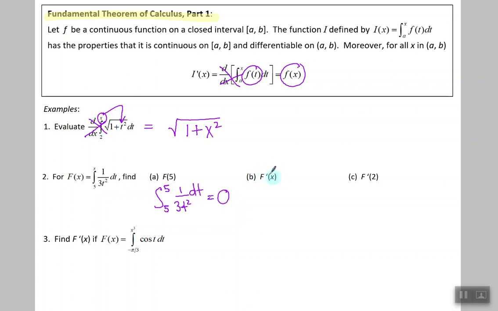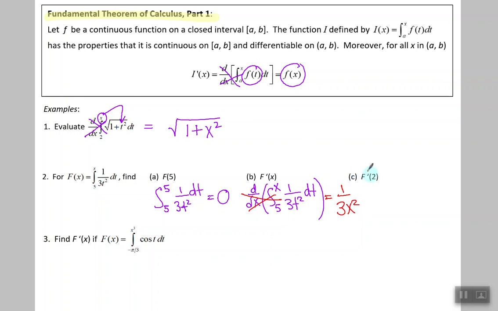This time, we are finding in part B capital F prime of x. That means we are taking the derivative of the capital F function. So let's write this as the derivative with respect to x of that capital F function, the integral from 5 to x of 1 over 3t squared dt. Because we are taking the derivative of an antiderivative, these are inverse processes, and we are left with simply the integrand with the x plugged in, 1 over 3x squared.